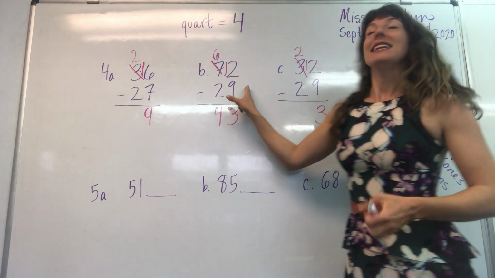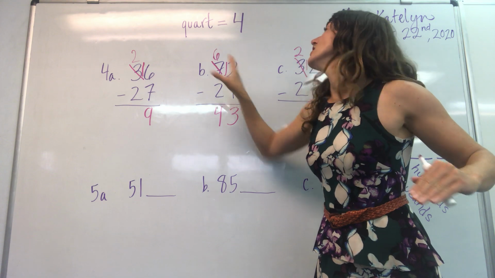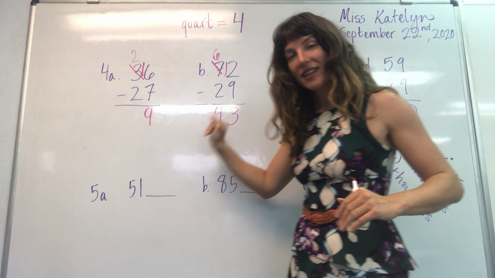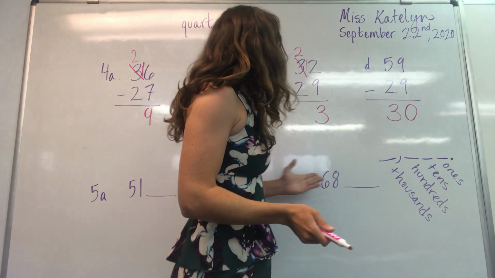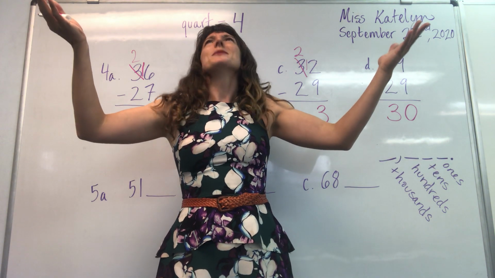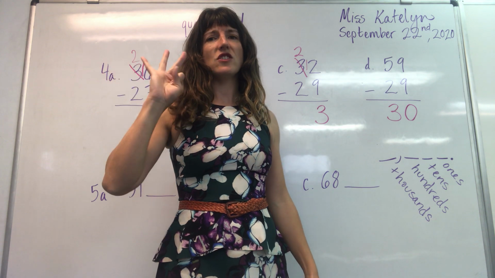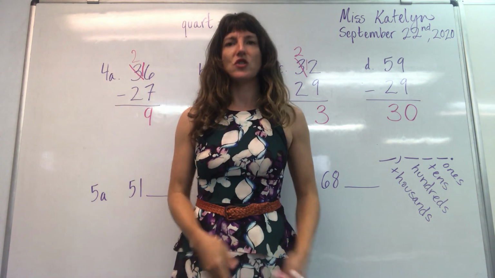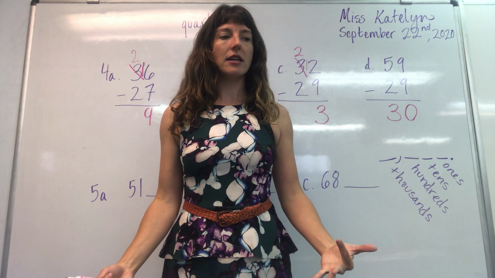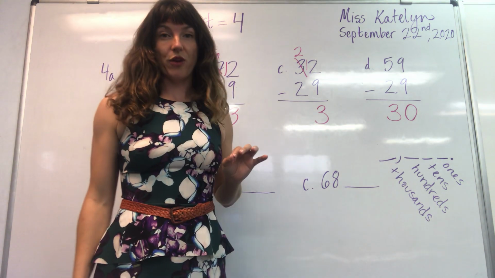2 minus 9 can't be done because the top number is smaller than the bottom one. So I borrow from the tens and turn it into 10 ones. All right? Then 5 minus 2 can be done because the top number is bigger than the bottom one. 5 minus 2 is 3. Okay, so your turn to sing the song and see if you can do it. Go for it right now.